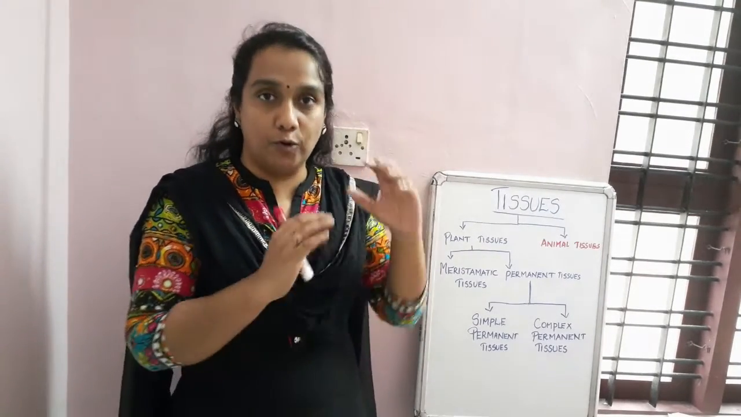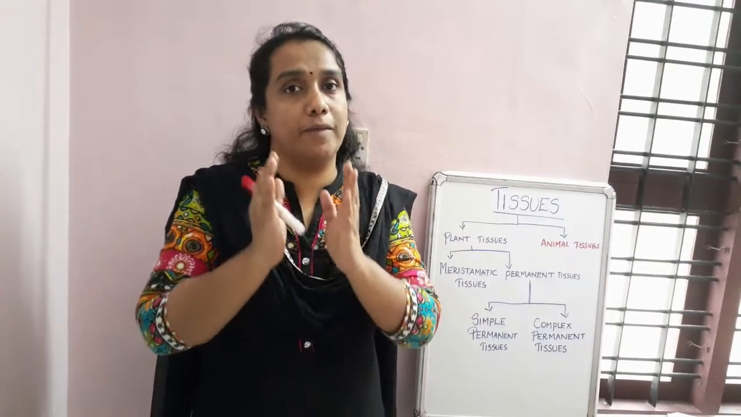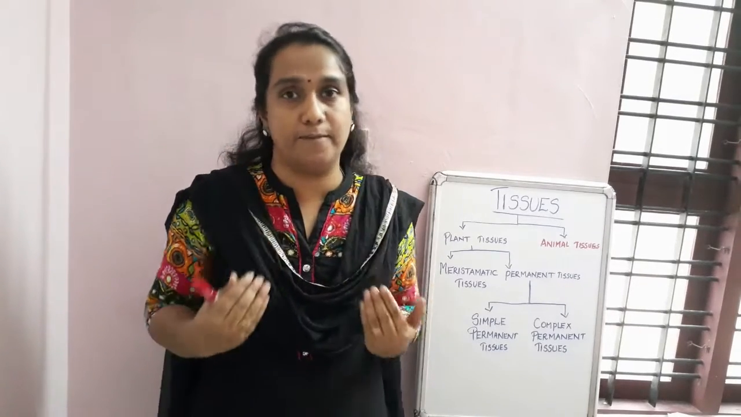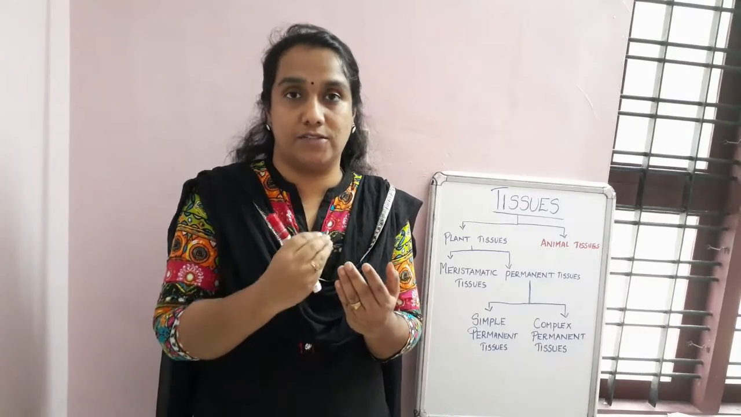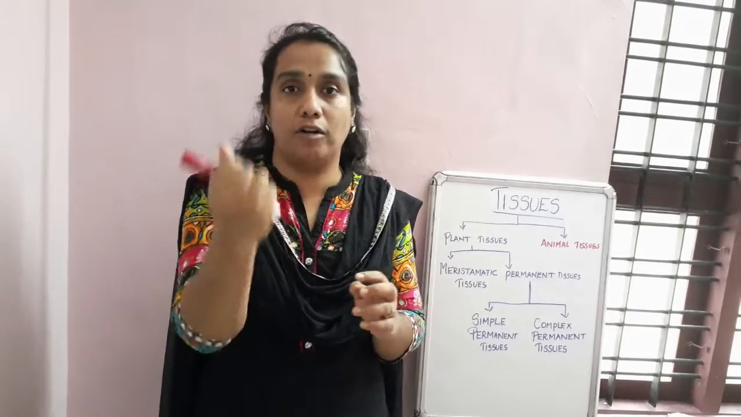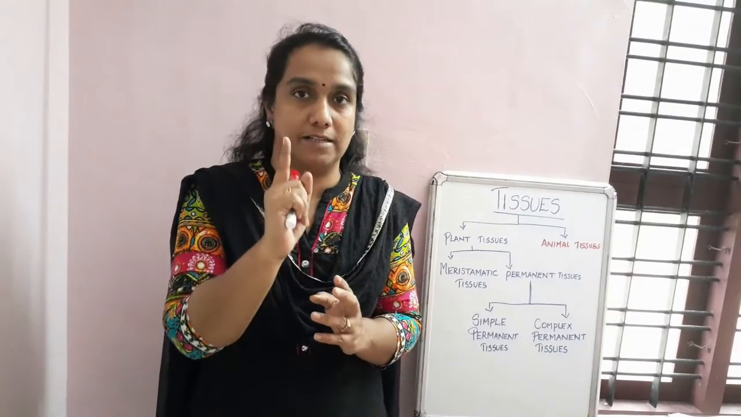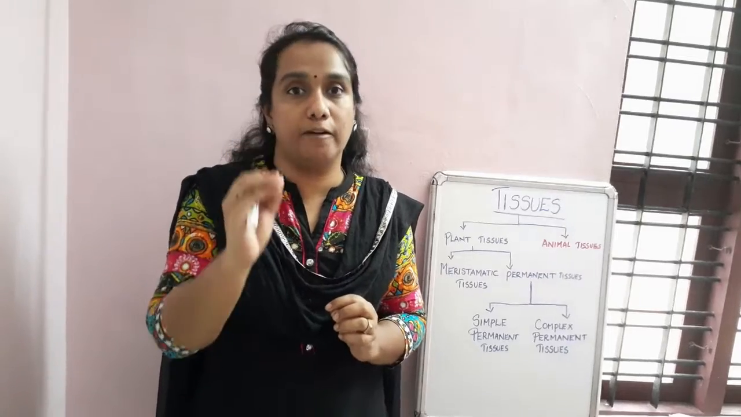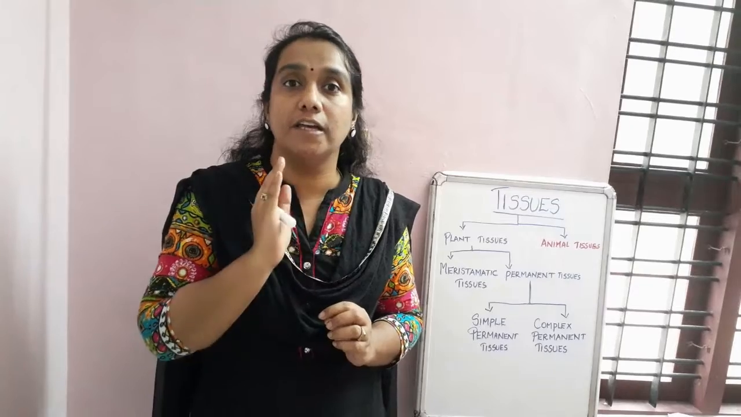Tissues are a group of cells which have the same structure and perform a specific function. Suppose in our body there are different types of cells, like blood cells, nerve cells, muscle cells, etc. If you take one muscle cell, we cannot contract our hands or do anything with one muscle cell. So a group of cells together can perform a particular function. That type of system is known as a tissue.